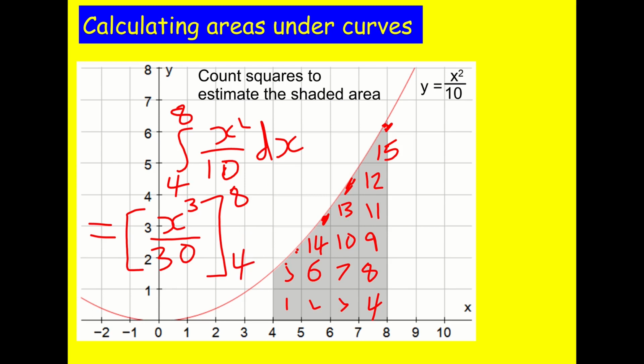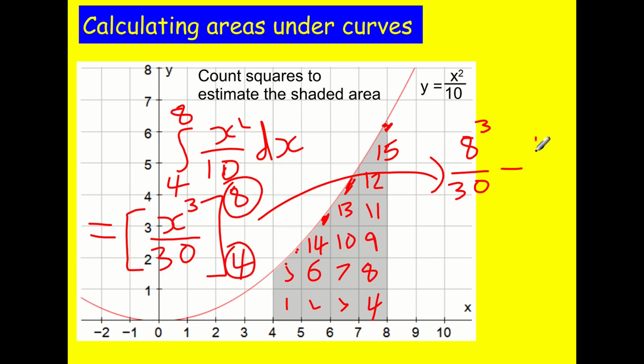I'm just introducing some notation. This is how you always do it. We've done the integral, we've got our result. I've not put the plus C in. We'll talk about that, as I said. I put an 8 and a 4 in, and what I now do, coming over here, is I actually just substitute in the number up here, first of all. So 8 cubed over 30, and then I subtract this one here, minus 4 cubed over 30. So this is me doing a definite integral.